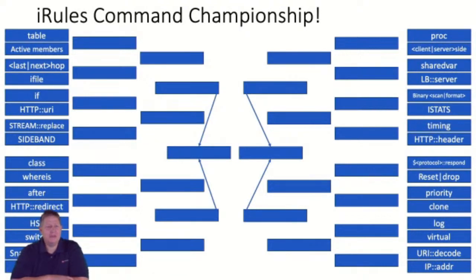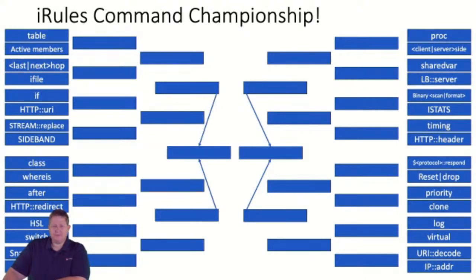We've got table and active members. And so the table command is your access to the memory system that iRules uses. And so you can store information, all kinds of information in that table related to the connections that are coming through the box. So the session command is also accessing that same memory space, but it's less powerful than what table has access to. And you can have tables and subtables and all of that.